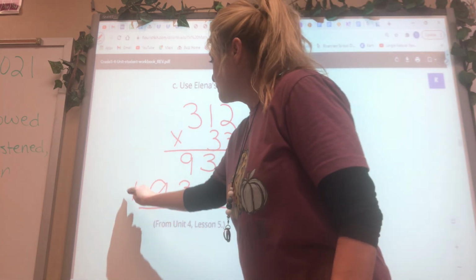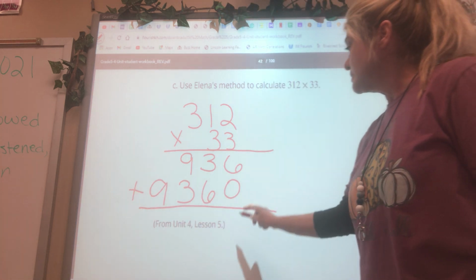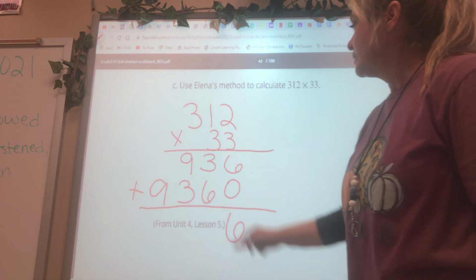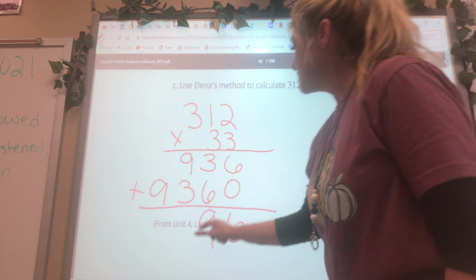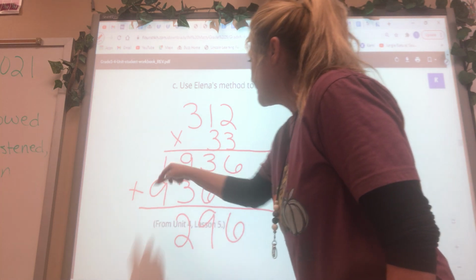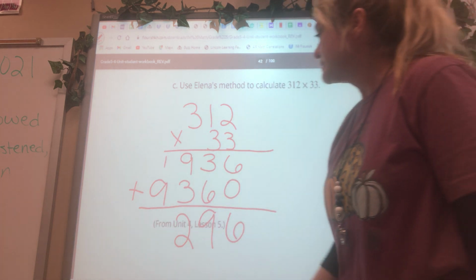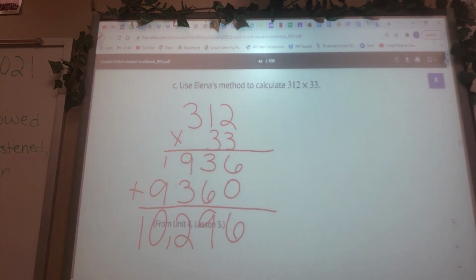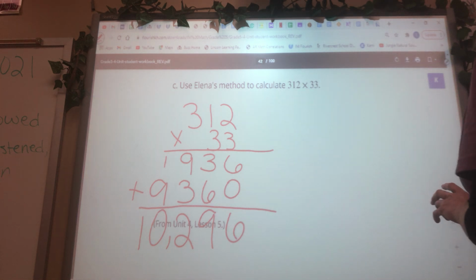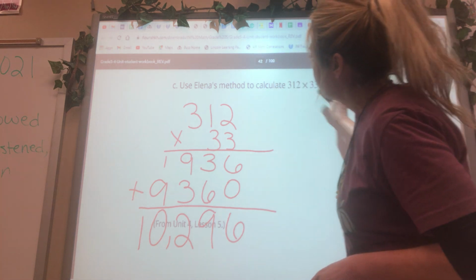And then we add them together. 6 plus 0 is 6. 3 plus 6 is 9. 9 plus 3 is 12. Carry your 1. 1 plus 9 is 10. So if we use Elena's method, which was standard algorithm, we get 10,296.